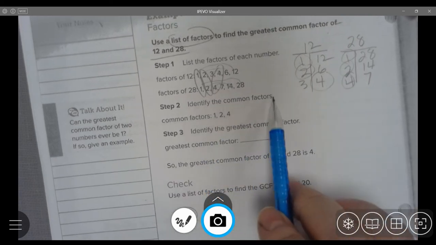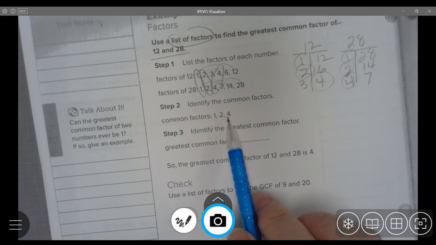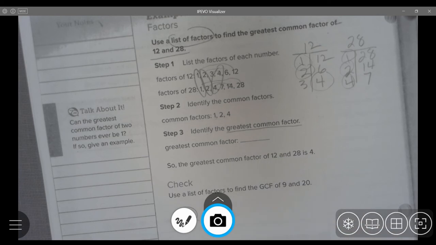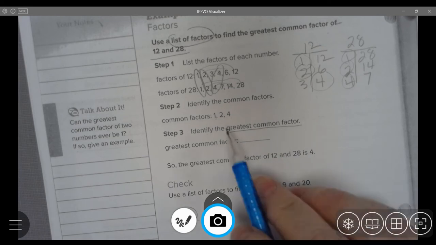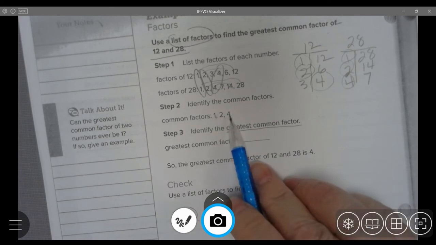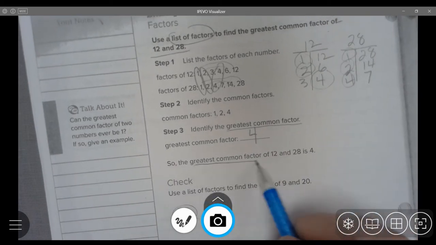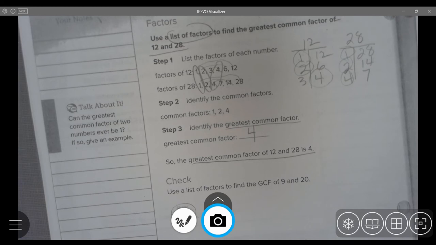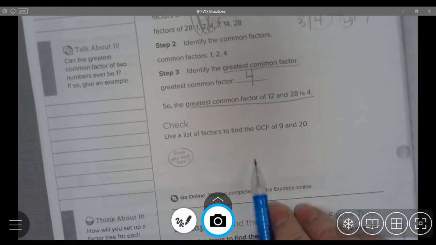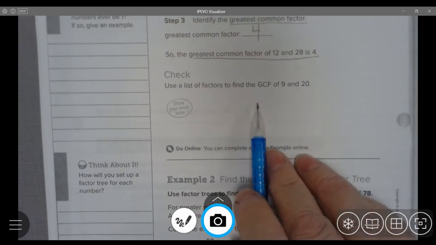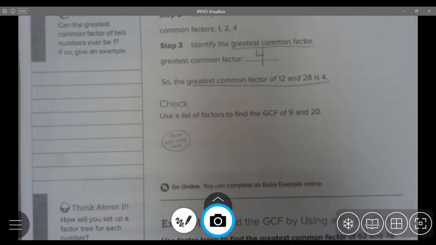So identify the common factor. The common factors are 1, 2, and 4. Identify the greatest, so that means the largest one of those three, 1, 2, and 4, 4 being the largest. So the greatest common factor of 12 and 28 is 4. Check. List the factors. Use a list.